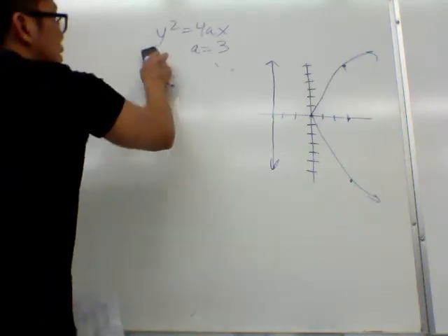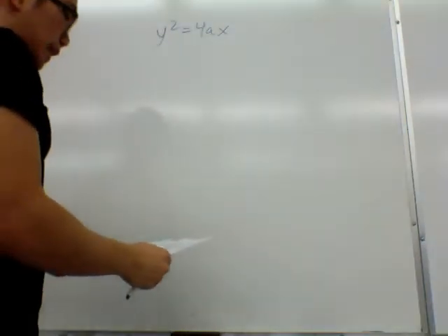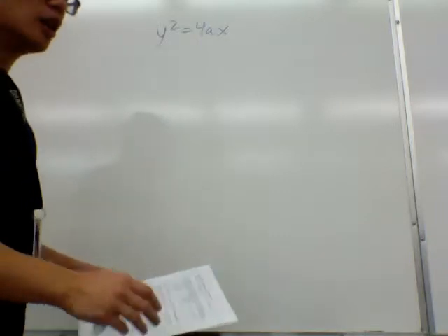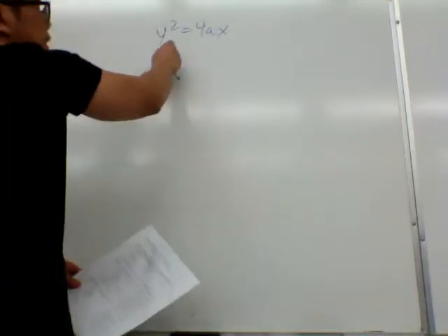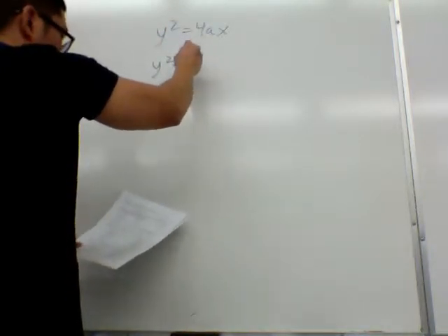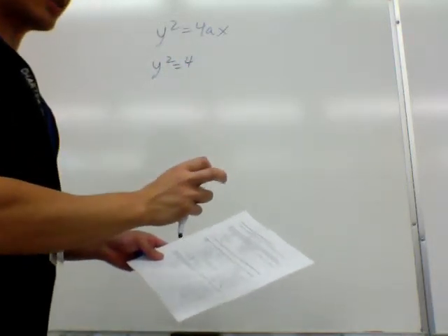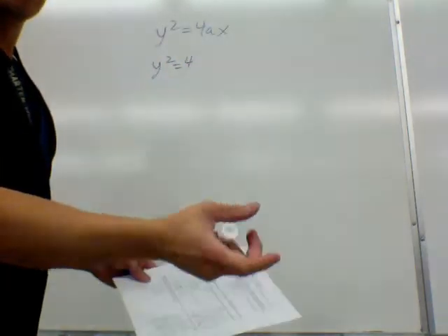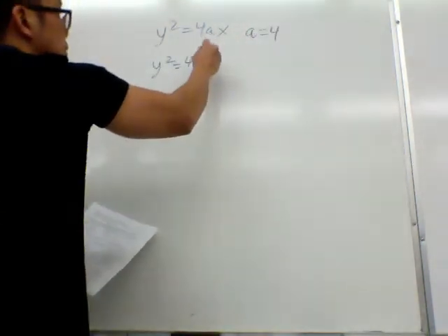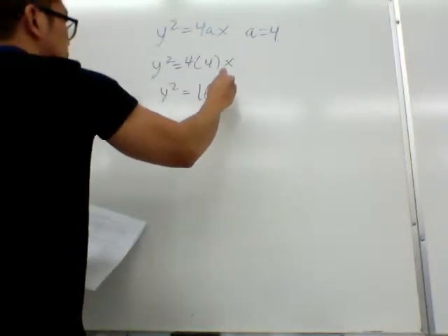So the DIY is exactly like the one before. This time you have a parabola with focus at (4, 0) and vertex at (0, 0). So you know that once again it's going to have this form: y squared is equal to 4ax. Well, if the vertex is at (0, 0) and the focus is at (4, 0), then you know a is equal to 4 here. So this becomes 4 times x. And so my equation is y squared is equal to 16x.